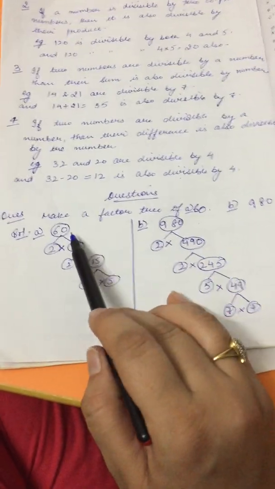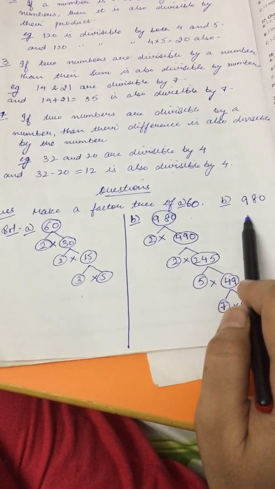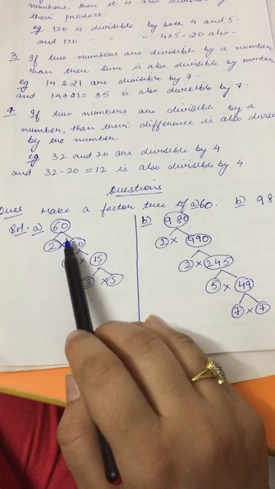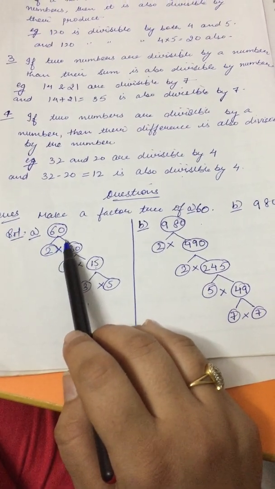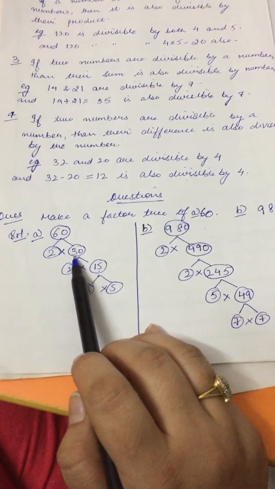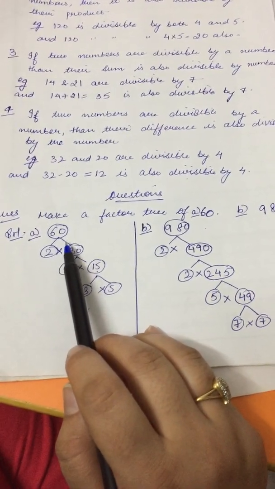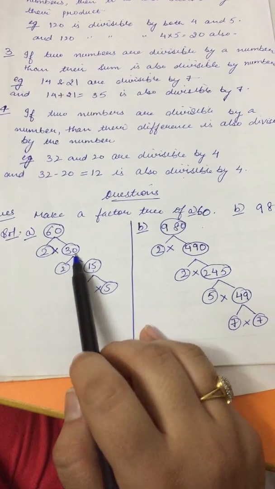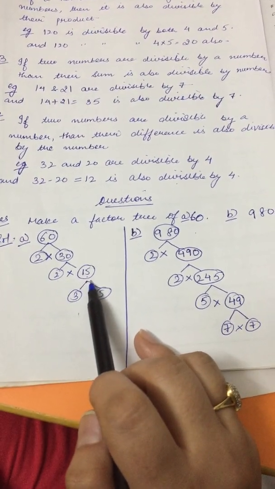First question is, make a factor tree of A part 60, B part is 980. Now A part 60. We want to make a factor tree. We will start from the smallest prime number. Now 2 is a factor of 60. Yes. So we can express 60 as 2 into 30. Again 30 can be written as 2 into 15.